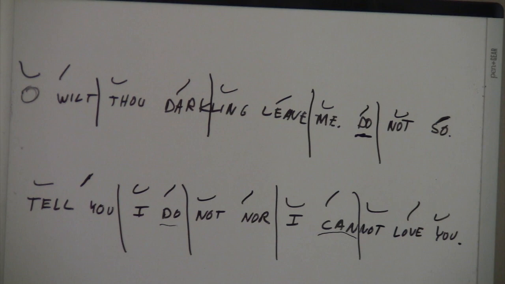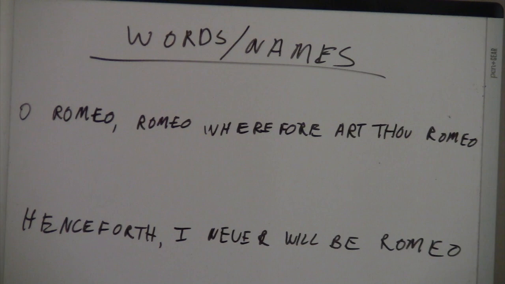Another reason that you need to scan your verse lines is to know how to pronounce a word or name in that particular verse line, because it can change. So these are two separate verse lines that take the name Romeo. Now here's a question for you. Is Romeo two syllables or three? Do you say Romeo, three syllables, or do you say Romeo, two syllables? That depends on how it scans.